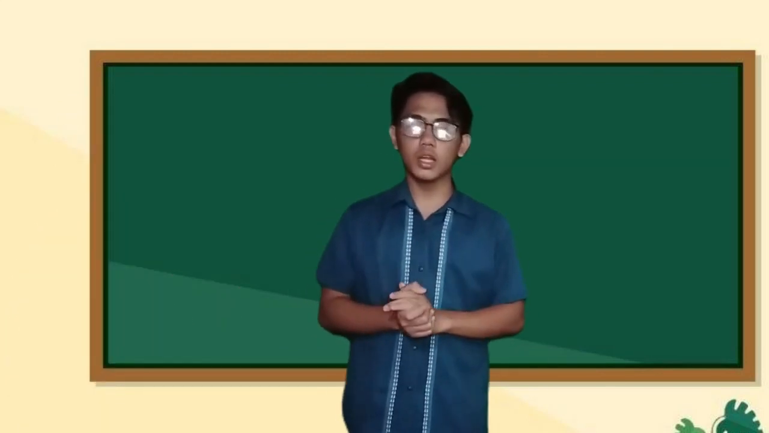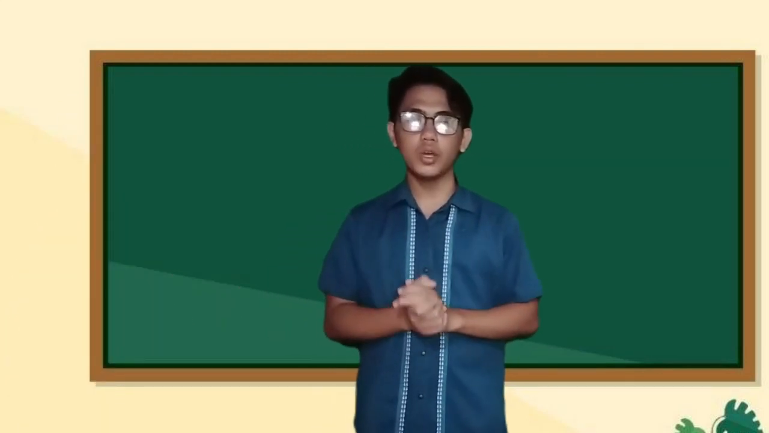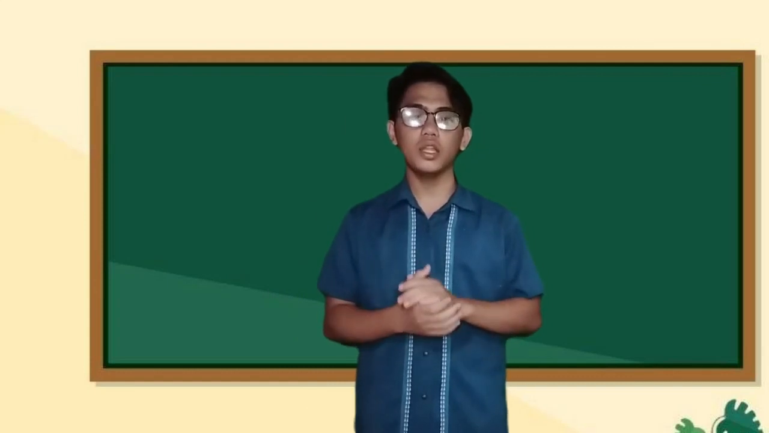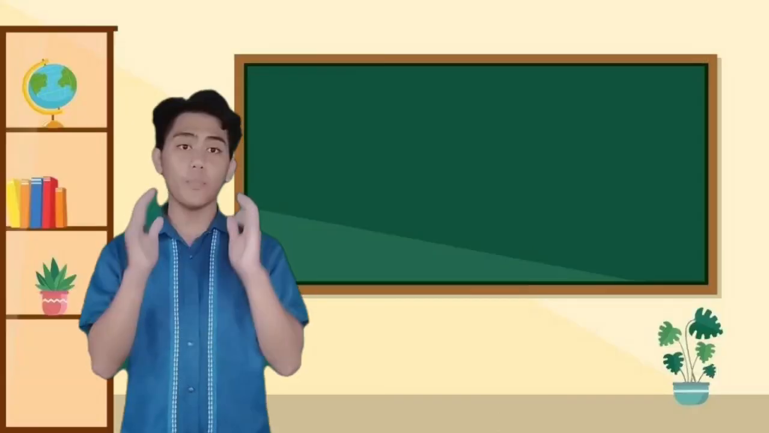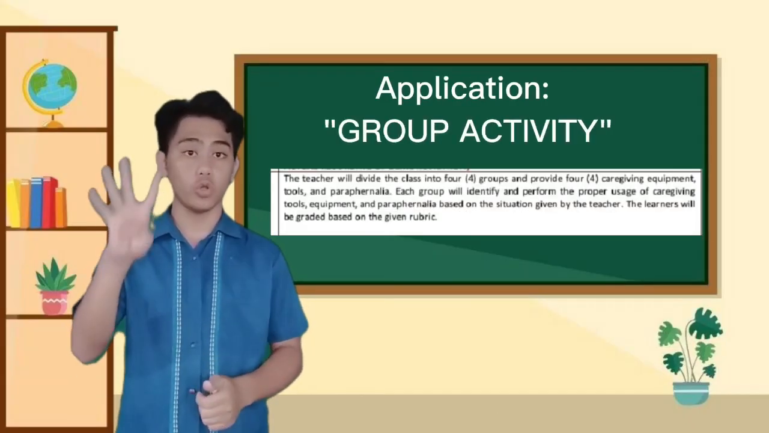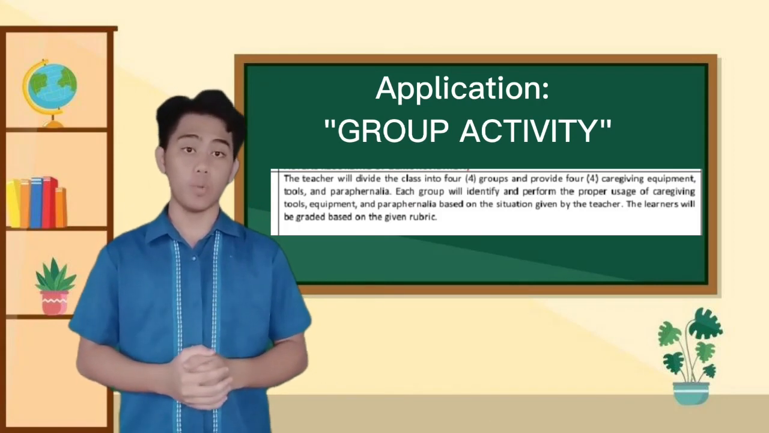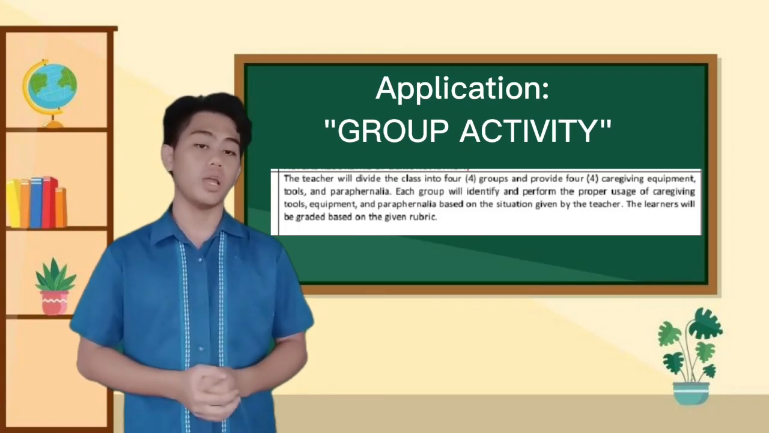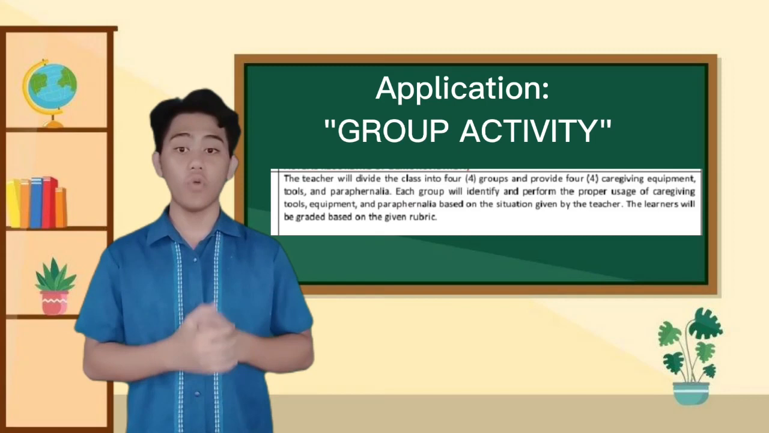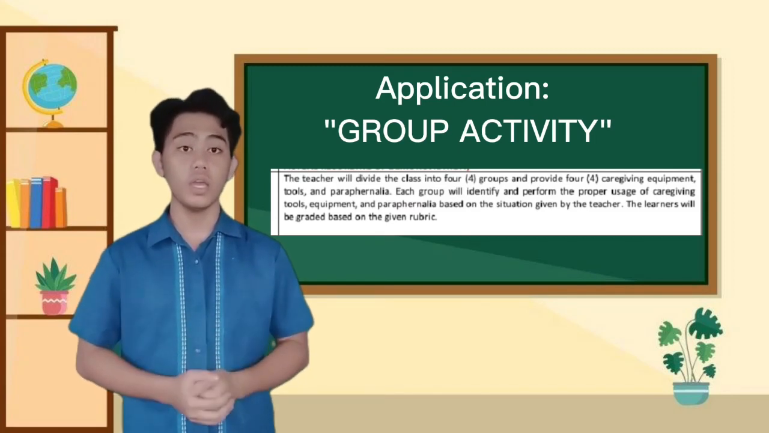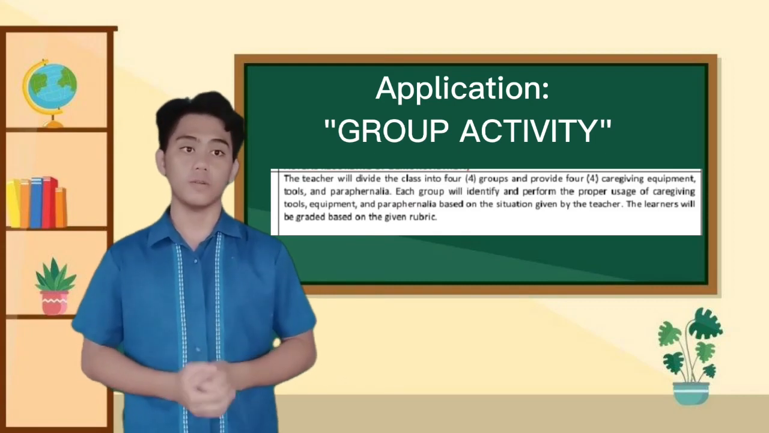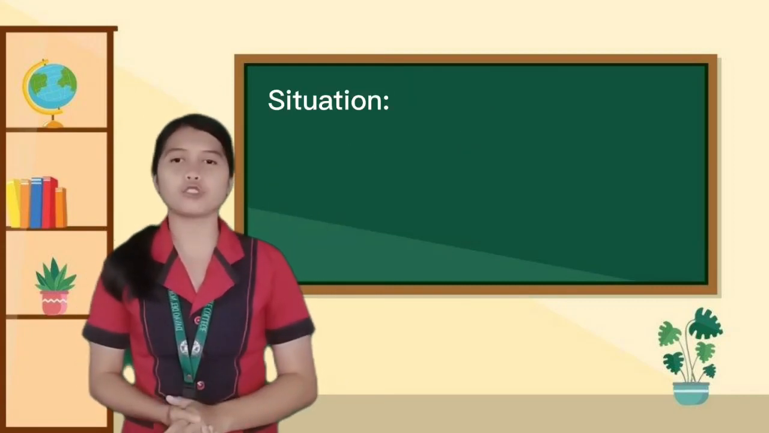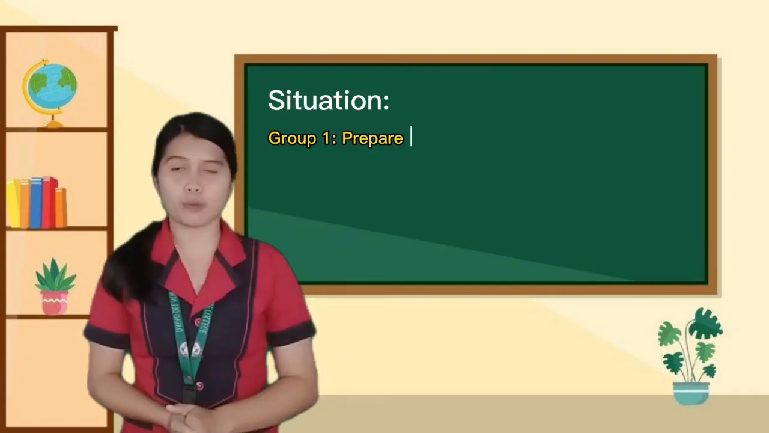Okay, that ends the abstraction part. I hope that you listened carefully and learned something from our topic that will be helpful for your future references. For the application part, I will divide you into 4 groups and I will provide 4 equipment, tools, and paraphernalia. Each group will identify and perform the proper usage of caregiving tools, equipment, and paraphernalia based on the given situation. Group 1, you have to prepare apple and mango smoothie.